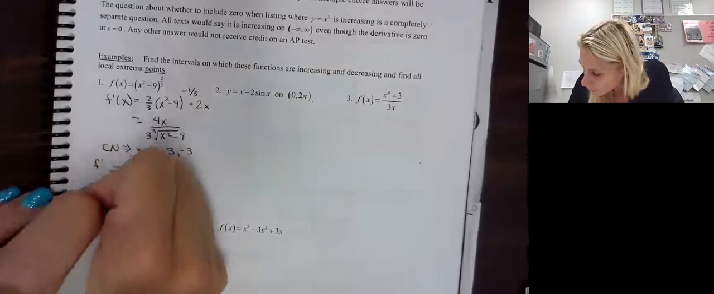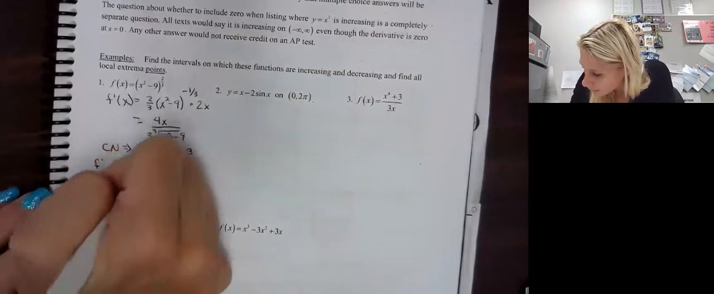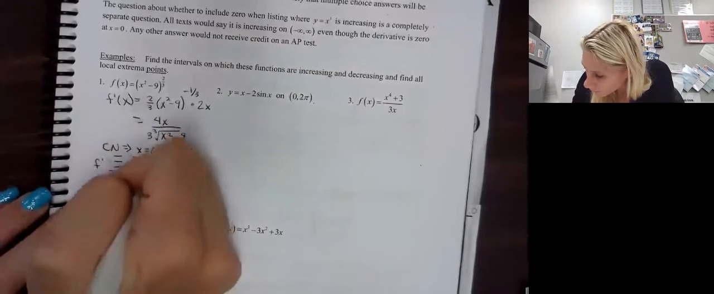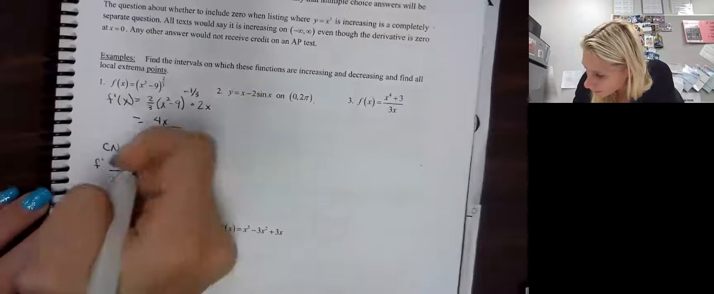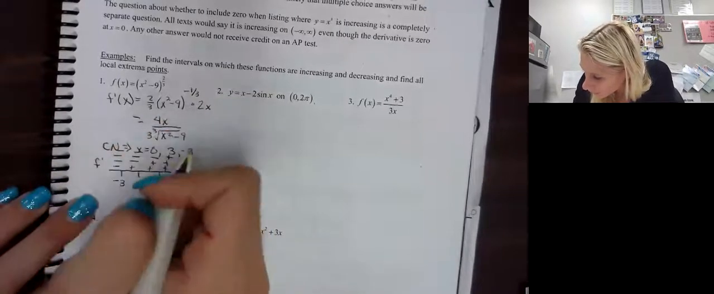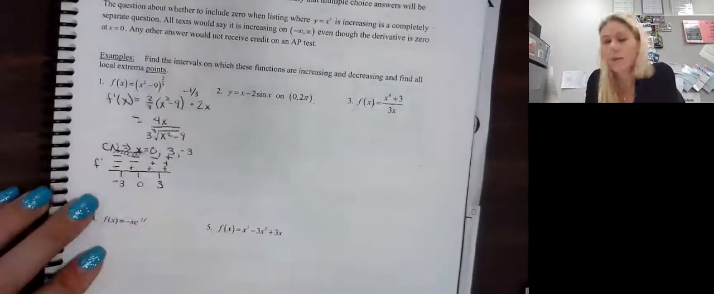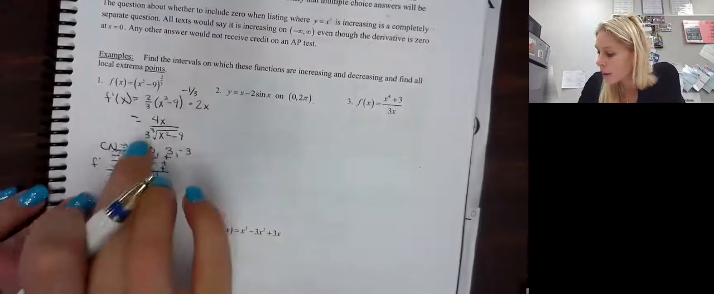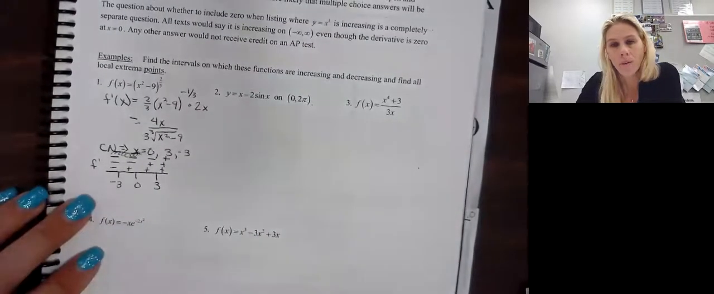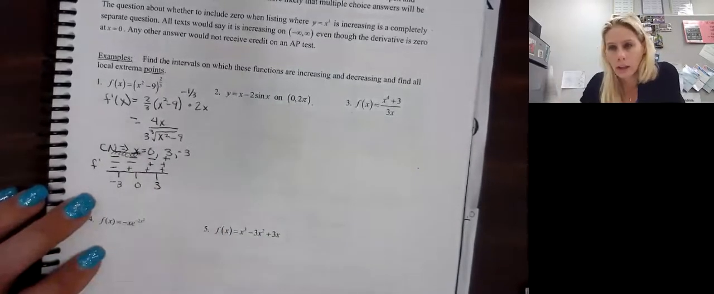Wait, I only have 3 rows. Sorry. I don't have a row of negatives because I would only have a row of negatives if it was a negative function out front. Okay. Did too many rows. 3 numbers, 3 rows, works out well.